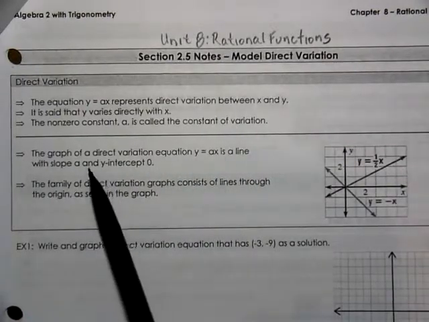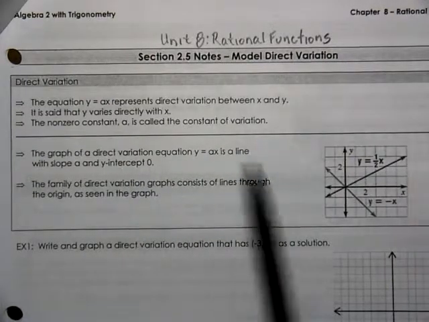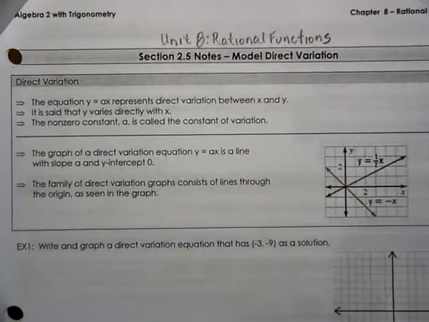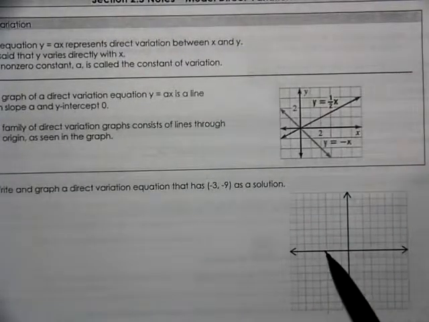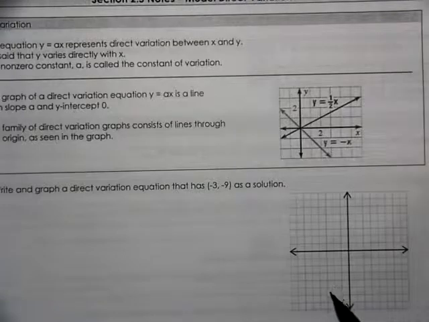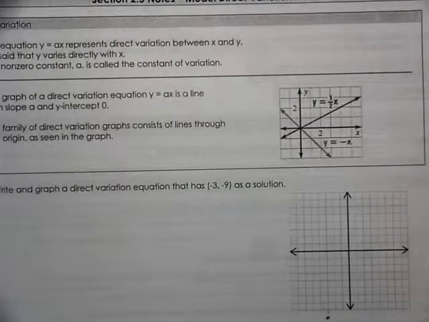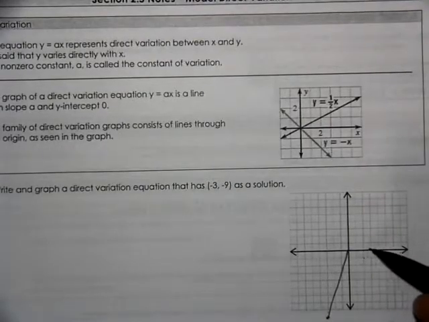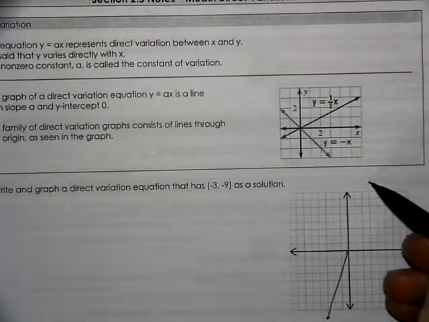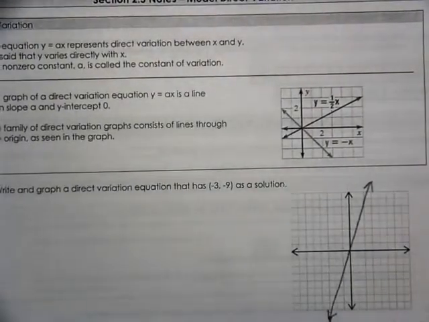The graph of a direct variation has a constant slope, and the intercept is always at 0. So we're going to look here at the point (-3, -9), and we're going to graph a direct variation, which means that it's going to go right through the origin. And it will look just like that. We're going to figure out what the equation is for that.